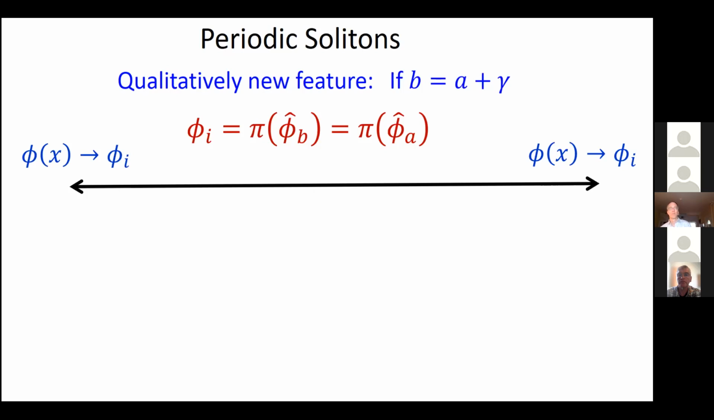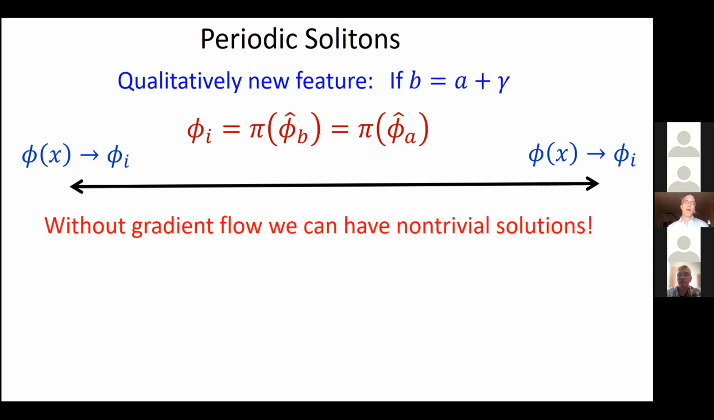In other words, when I project back into x, I have the same vacuum phi I on the far left and the far right. So if there were a superpotential downstairs, well, you can write the zeta soliton equation as a gradient flow equation. Then the only solution of the zeta soliton equation with these boundary conditions would be the constant phi of x equals phi I for all x. But without gradient flow, and with twisted masses, we can have non-trivial solutions, so lots of examples of that. And in particular, the N equals 2 central charge, Z, is non-zero.